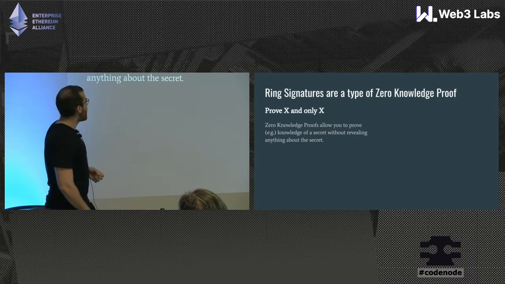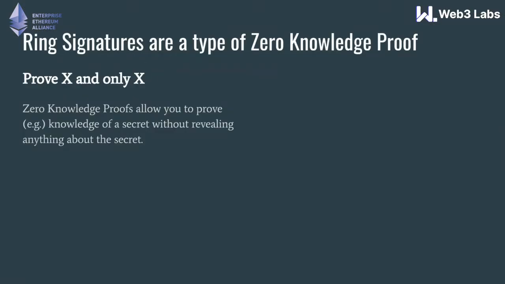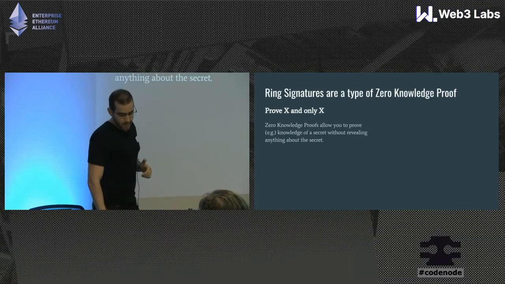The next talk will go into more depth on this, but I'm only going to go into a little bit of an analogy. A zero knowledge proof allows you to prove knowledge of a secret, for example, without revealing anything about that secret, in loose terms.